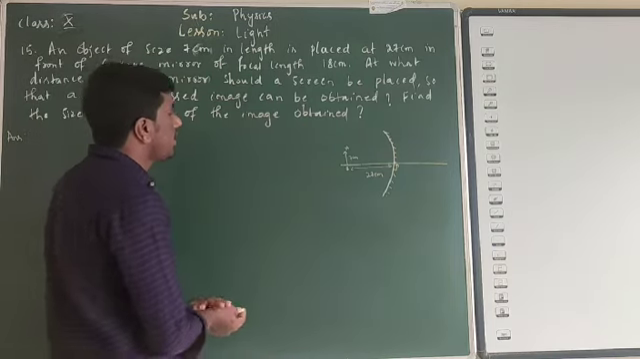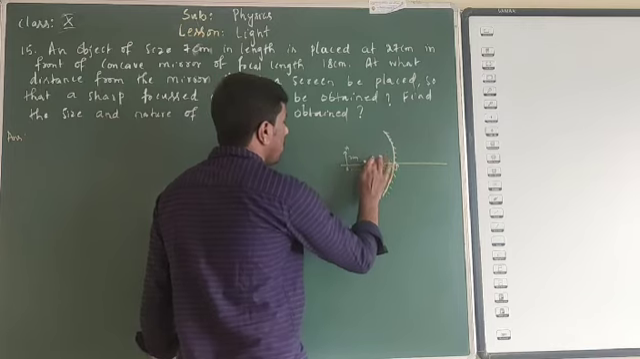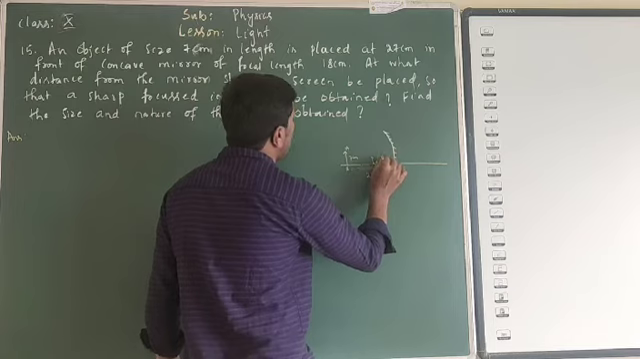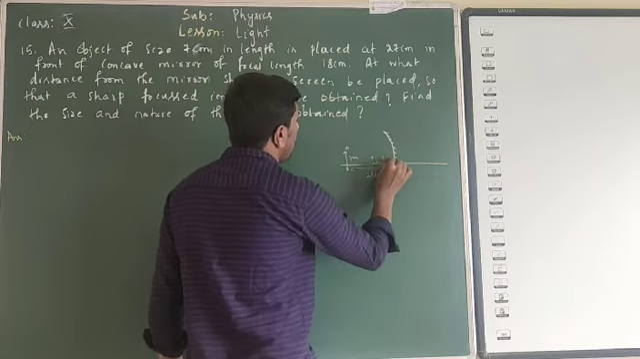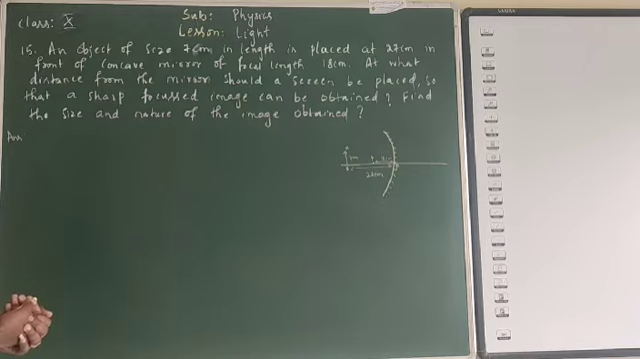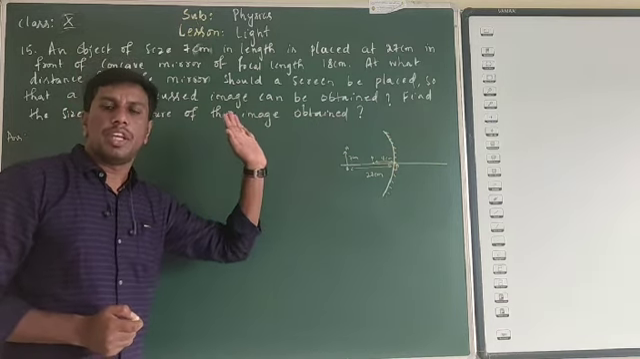The focal length is 18 centimeter. Let me take this as the principal focus here. Then the focal length will be 18 centimeter. Right? Then at what distance from the mirror should a screen be placed so that a sharp focused image can be obtained? So, at what distance do I need to place the screen in order to obtain the image?